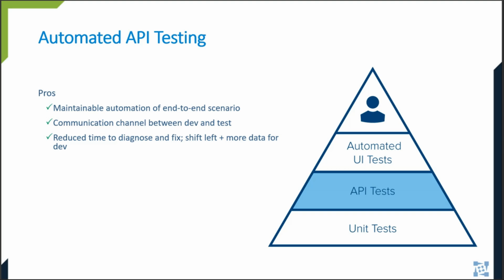This is a great way to communicate between dev and test. What we've identified is in most automated UI testing scenarios, about 60% of the defects that end up being found in those UI tests are actually being presented at the data layer, at those backend APIs. And so this is really interesting.